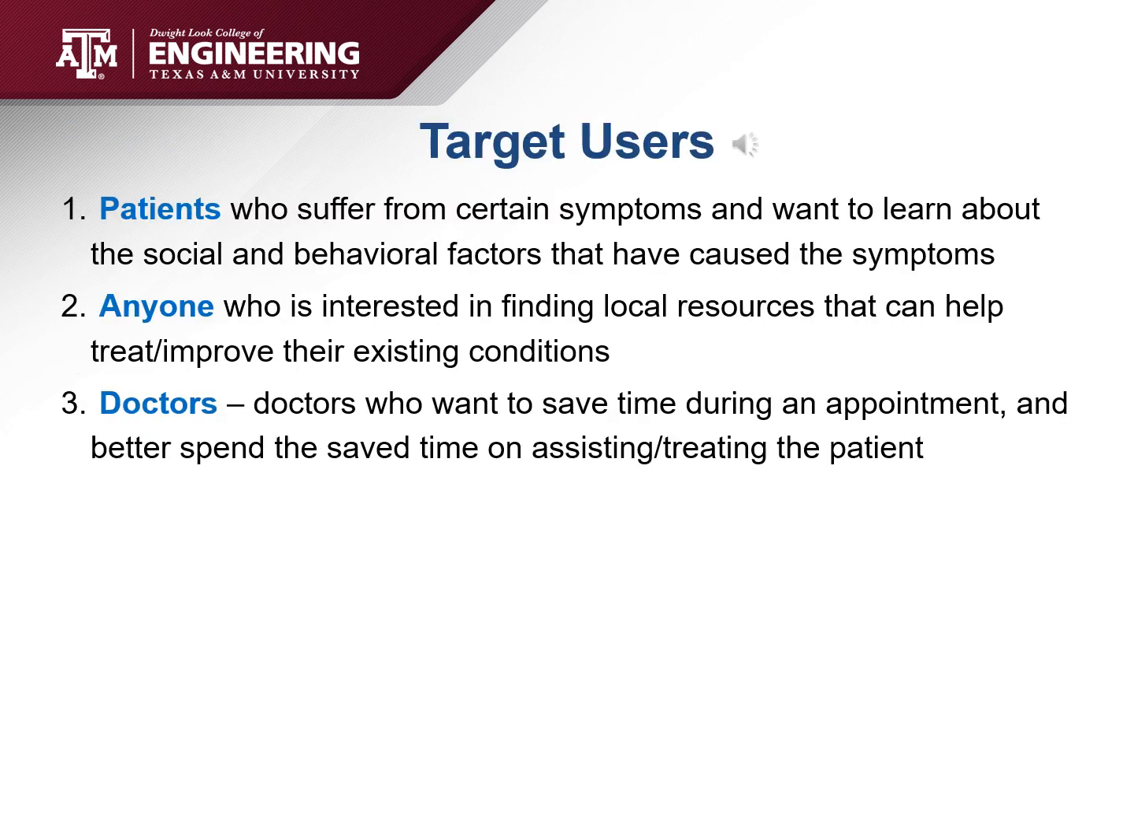We are targeting three types of users. The first type is patients who suffer from certain symptoms and want to learn about the social and behavioral factors that have caused their symptoms, such as food insecurity and financial instability. Second type is anyone who's interested in finding out the local resources that can help treat their existing conditions. We are also targeting doctors who would like to save time during an appointment and better spend the time on treating the patients.